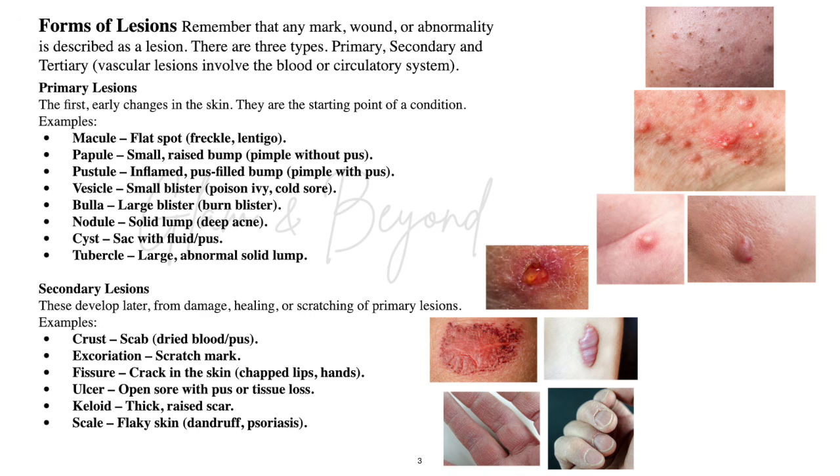An ulcer is an open sore with pus or tissue loss. A keloid is a thick raised scar that doesn't heal quite properly. It tends to heal over the skin versus under. Scale would be flaky skin such as dandruff or psoriasis. And of course, I did try to find some pictures for you guys to give you a better visual.